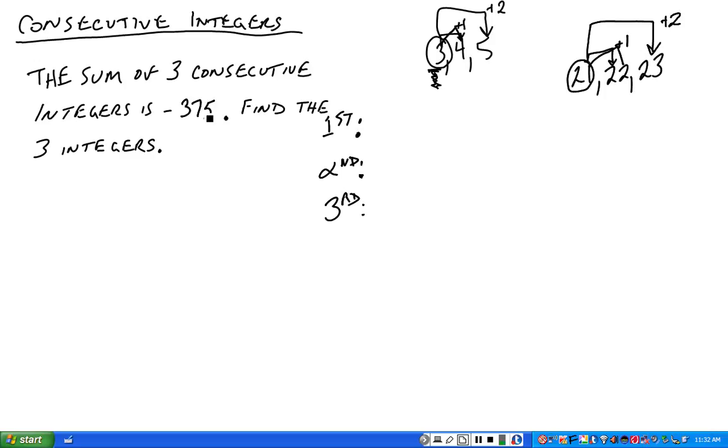Okay, so we know them to be three consecutive numbers. Don't know the first number. You know the second number is going to be the first number plus 1. Third number, first number plus 2. So when we combine them, that gives us 3x, plus 3, set equal to the sum or the total, which is negative 375.